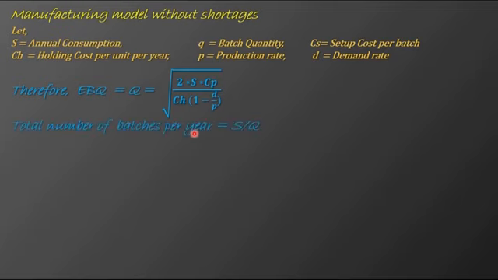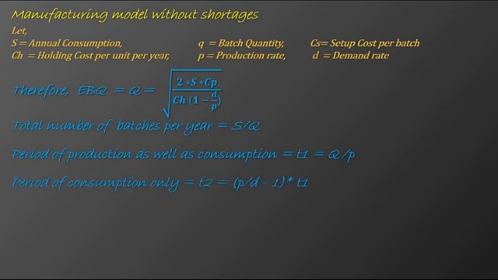We can calculate the total number of batches per year, that is equal to annual usage divided by lot quantity or batch quantity, that is production quantity. The period of production as well as consumption is T1, that is Q by P, that we discussed in the previous slide. The period of consumption only, that is the duration T2, is P by D minus 1 into T1. Cycle time is T1 plus T2. Number of setups per year is equal to number of batches per year, that is S by Q.